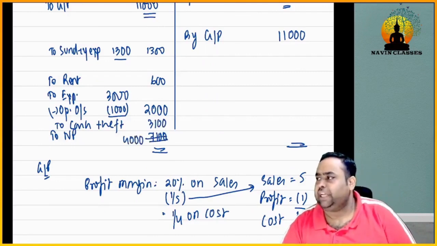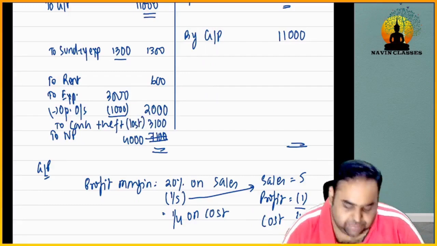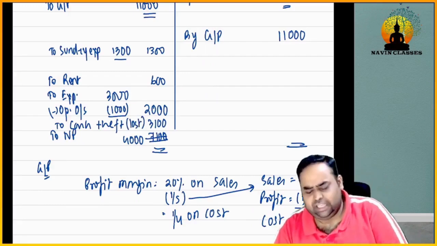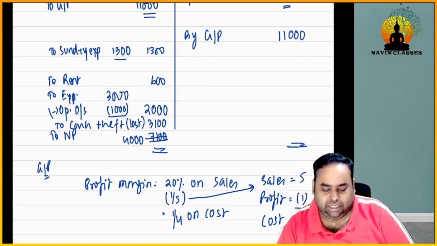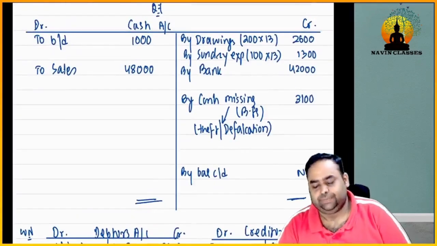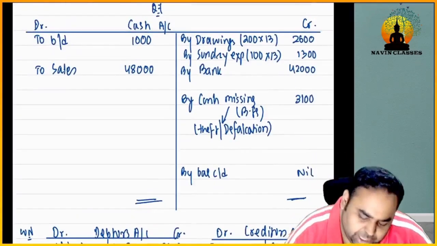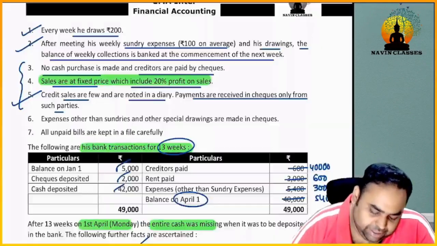And cash theft will go into the P&L, cash loss. This is a loss and it will go into the P&L because all the losses usually go into profit and loss. The net profit will remain 4,000. I hope you all are understanding. The question requirement was to calculate and provide the missing cash amount. This is the missing cash, 3,100.